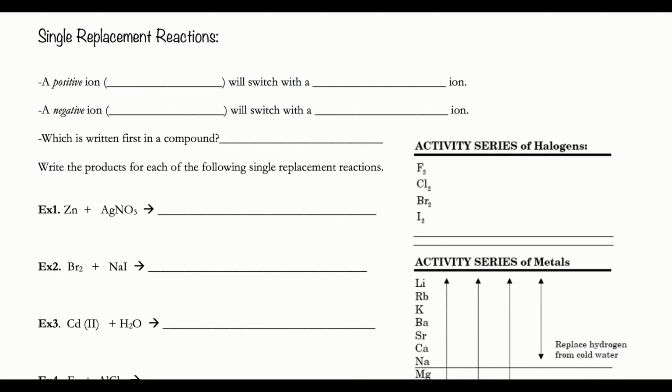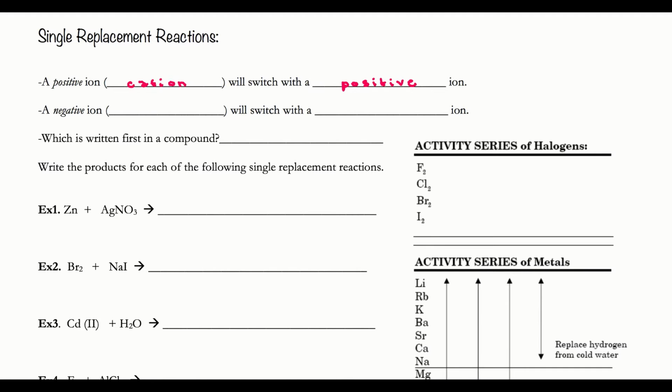Well, in a single replacement reaction, a positive ion, which is called a cation, and yes, this is going to be corny, but this will help you remember it. A cation is positively charged, like the paw in a cat, all right? So a cation, a positive ion, will switch with another cation, with another positive ion. Okay, and I'll explain what that means in just 1 second.